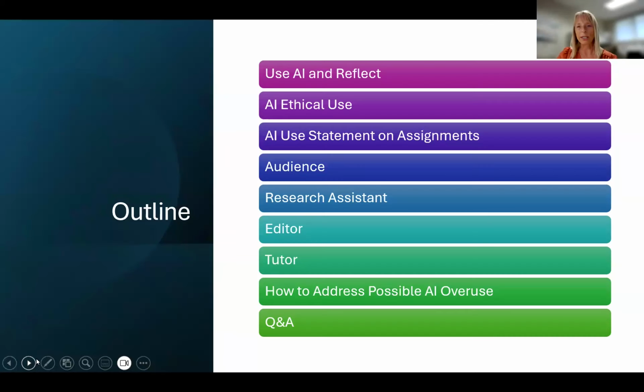Conversation is super important. So here is a list of the things I'm going to talk about, a little outline. I started out by having students first use artificial intelligence as an assignment, and then reflect. We'll go through each of these here today, and as you see at the end, I will leave some time for questions and answers.